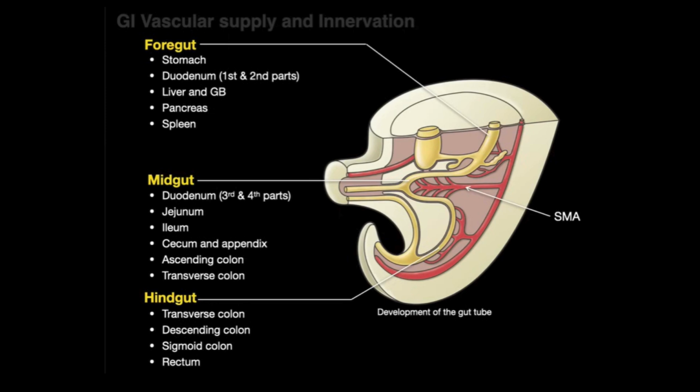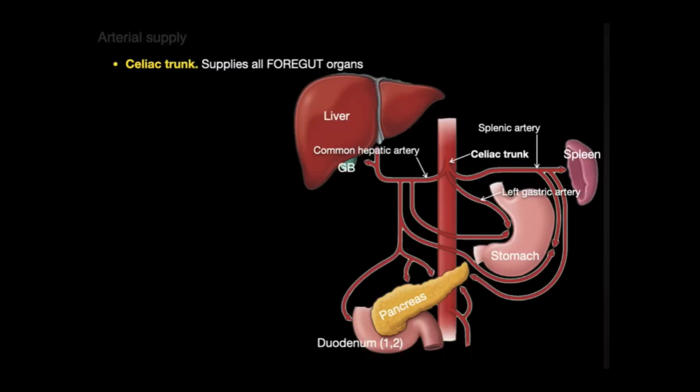For example, we have the foregut, which consists of the stomach, the second and first part of the duodenum, the liver and gallbladder, the pancreas, and the spleen. And then you have the midgut, which consists of the third and fourth part of the duodenum, the jejunum, the ileum, the cecum, and the vermiform appendix, the ascending colon, and the transverse colon. And you have the hindgut, which has the transverse colon, the descending colon, the sigmoid colon, and then the rectum as well. So it's very important to know these parts.